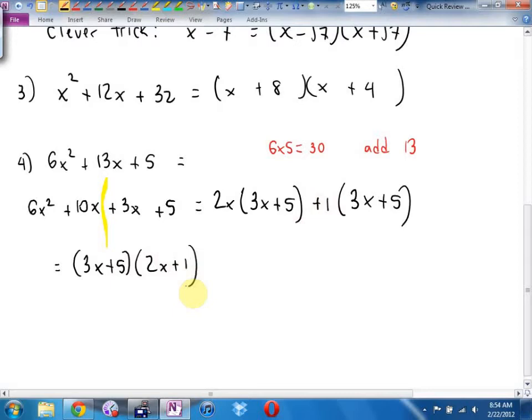Very quickly, in your head, imagine if I'd put the 3x there and the 10x there. The GCF would have been a 2x. The GCF here would have also been a 2x, and I would have been left with a 2x and a plus 1 in the first bracket, with 3x plus 5 left behind. It still would have worked. Order doesn't matter. That's how you factor these. If you do it a different way, go ahead. I don't care.